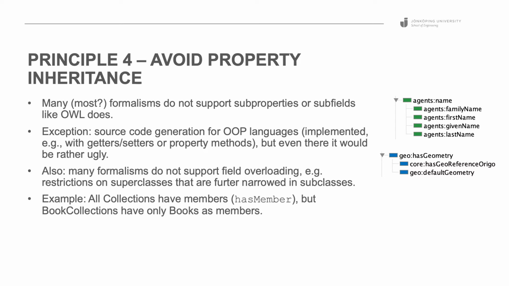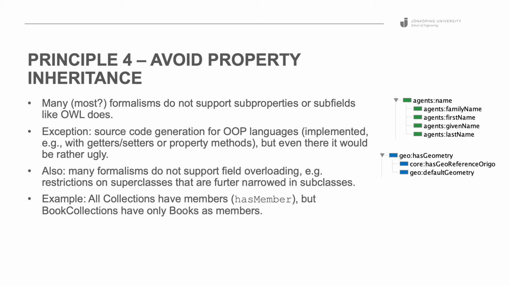Principle 4, avoid property inheritance. Many formalisms of data modeling do not support the notion of subproperties or subfields in the same sense that OWL does, where instances of a subproperty imply instances of the superproperty. You could conceivably shoehorn this into getters and setters or property methods in OOP languages, but it would be kind of ugly. Also, perhaps more importantly, it's quite common in ontology engineering to have restrictions on superclasses that are then narrowed by restrictions on subclasses.